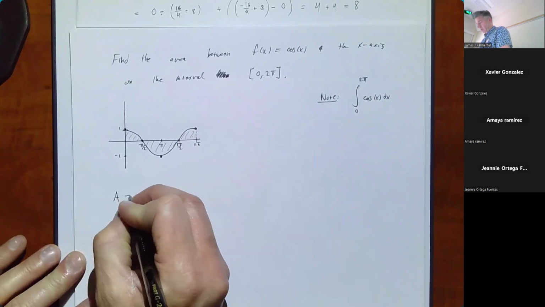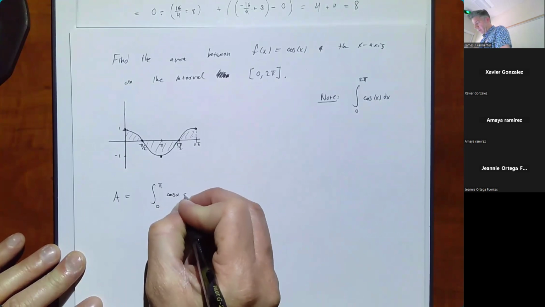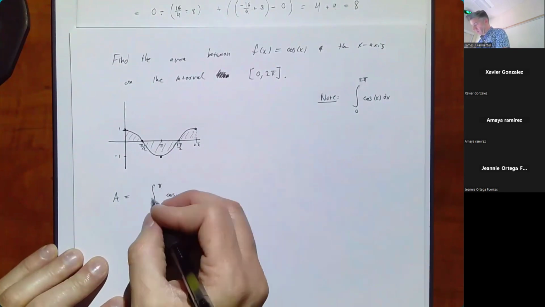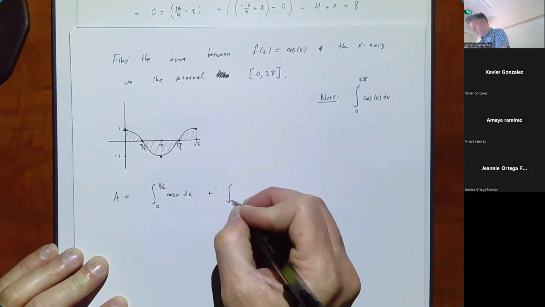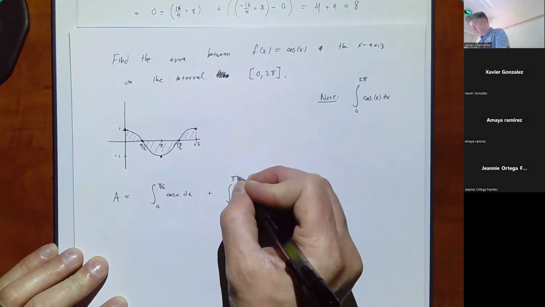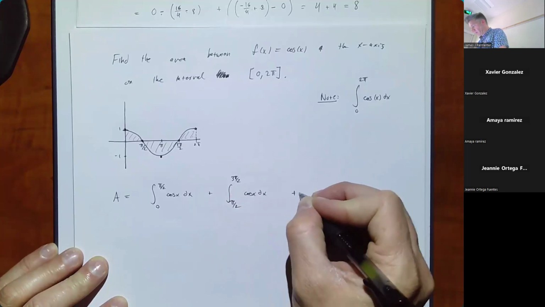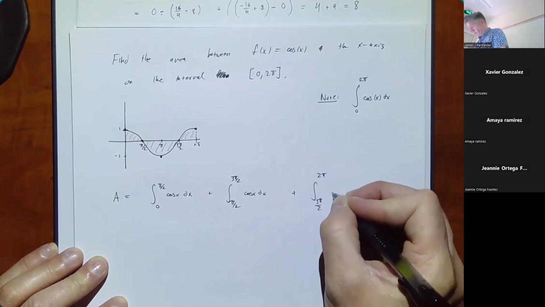So our area is going to be the integral from 0 to pi over 2 of just cosine of x. And instead of making it negative cosine of x for the next part, what you can just do is break them all up. Oh, I said pi over 2, I wrote pi, sorry. You can break it up into all the different sections you need. So pi over 2 to 3 pi over 2 of cosine of x, and then plus the integral from 3 pi over 2 to 2 pi of cosine of x.